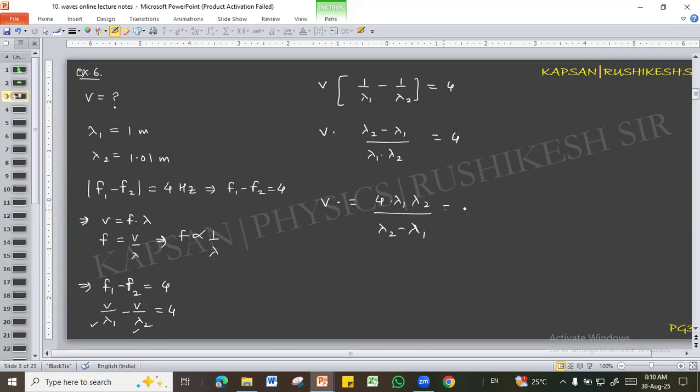Speed should be a positive number. So 4 lambda 1 lambda 2 divided by lambda 2 minus lambda 1. So 4.01 upon 4.04 upon 0.01. So that is 404.